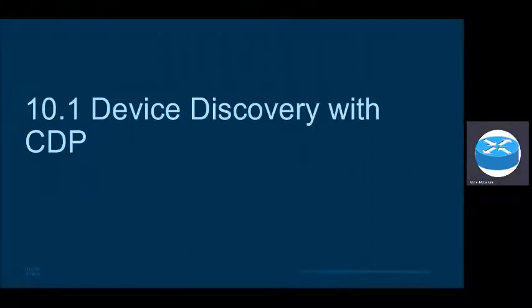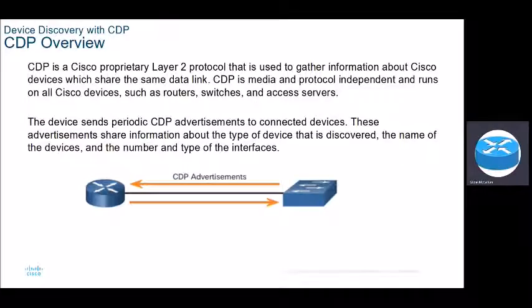Okay, so device discovery with CDP. CDP is a Cisco proprietary layer 2 protocol that is used to gather information about Cisco devices which share the same data link. CDP is media and protocol independent and runs on all Cisco devices such as routers, switches and access servers. The device sends periodic CDP advertisements to connected devices. These advertisements share information about the type of device that is discovered, the name of the devices, and the number and types of interfaces on those devices. As you can see, there are messages sent between the devices.